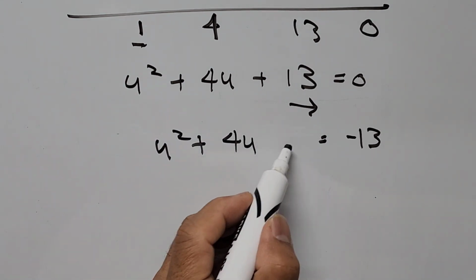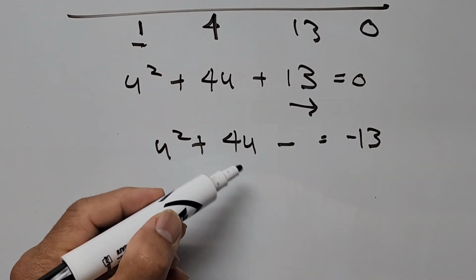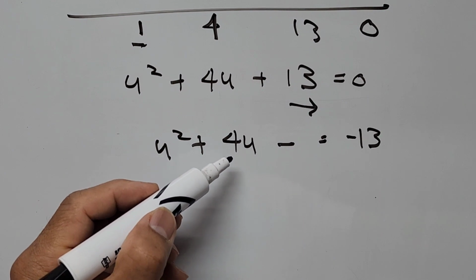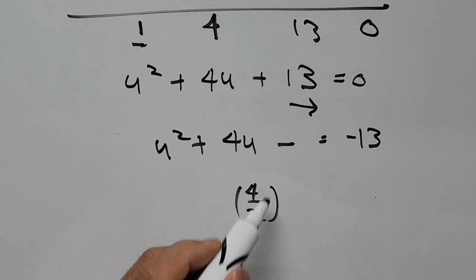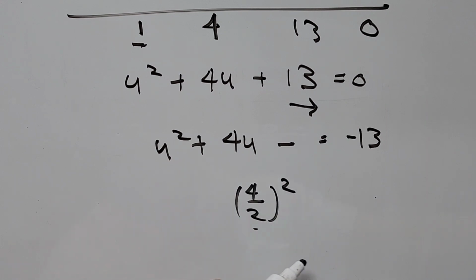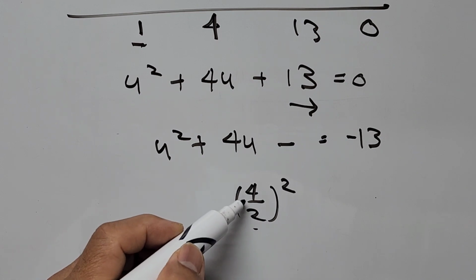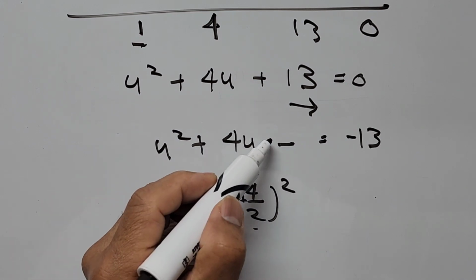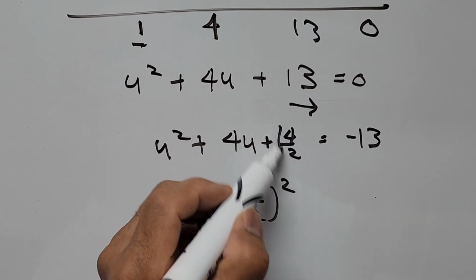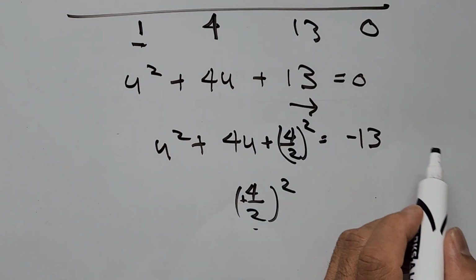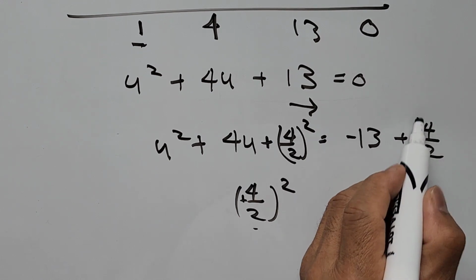And then find the third term. The third term is half of the coefficient of the second term. Half of that, so that is 4 divided by 2, and then square it. So that will be the third term. Since this is positive, it's plus 4 over 2, squared. Then add the same amount to the right hand side of the equation, 4 over 2 squared.